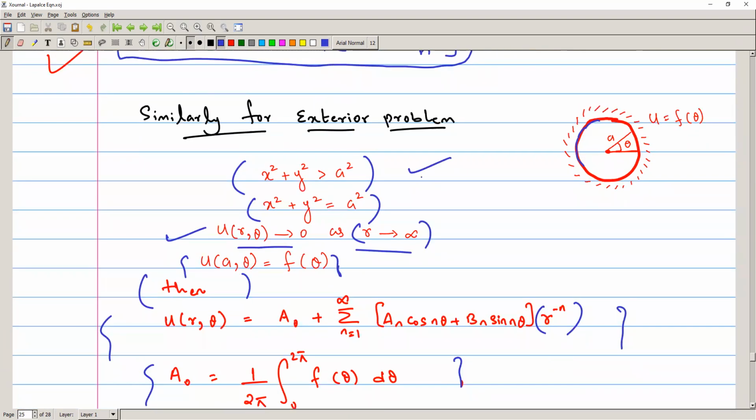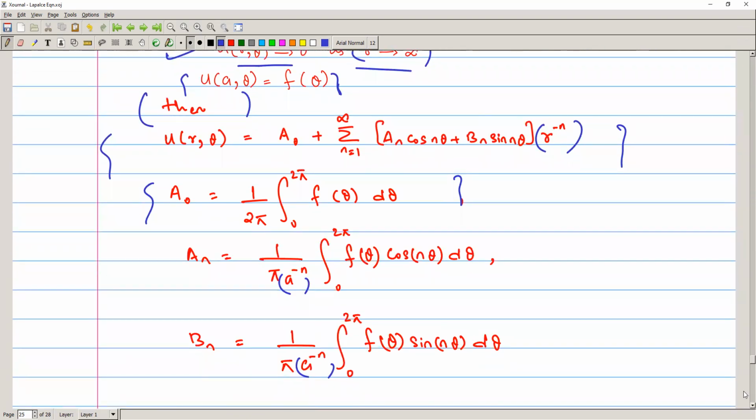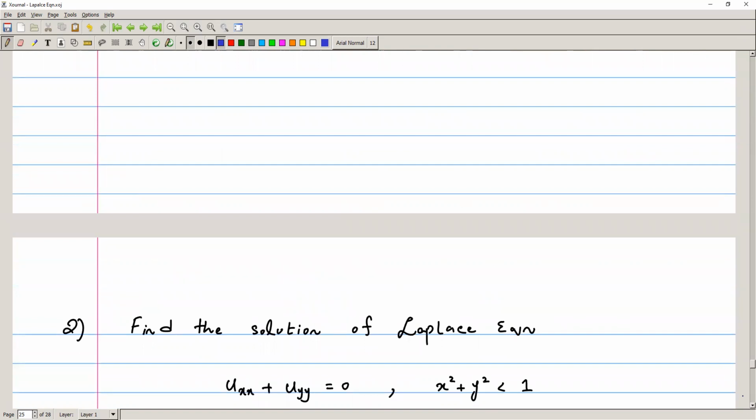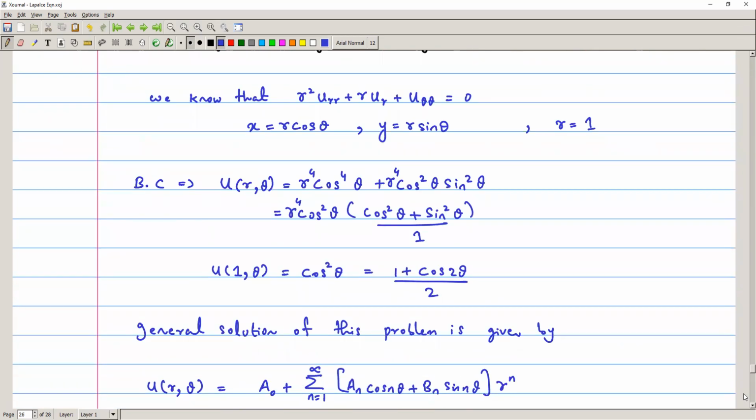This greater than sign shows that this is an exterior problem. If we have the less than sign, that is x squared plus y squared is less than a squared, then this is an interior problem, right? So you need to first identify which kind of problem is given and you can solve it easily. So let's move to an example.